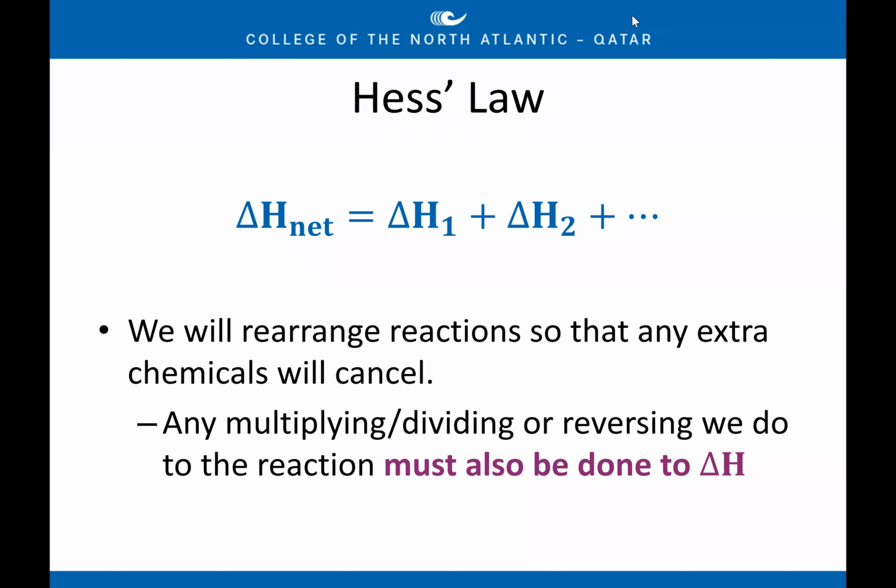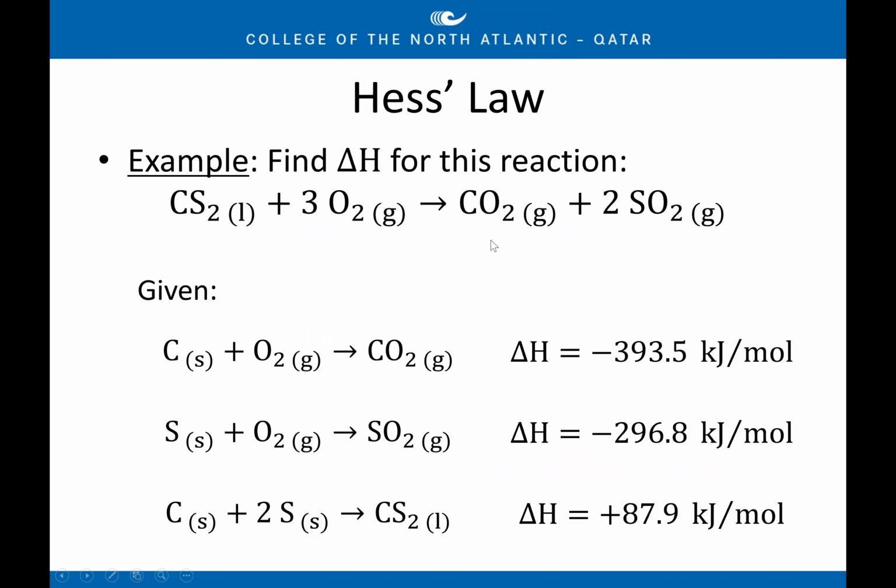So the idea with Hess's law, and again, you did this in your lab last week, is that we can arrange chemical reactions so that any extra chemicals will cancel and we can find the enthalpy of the reaction overall. Any multiplying or dividing or reversing we do, anything basically in simple words, anything we do to the chemical reactions, we also do to delta H. And this will kind of come back for us in chapter 5 when we talk about electrochemistry.